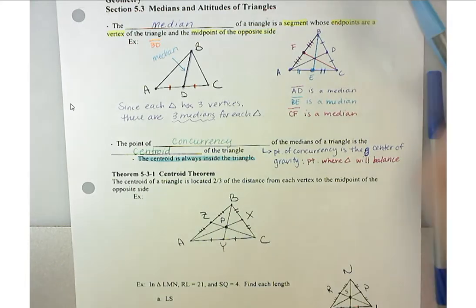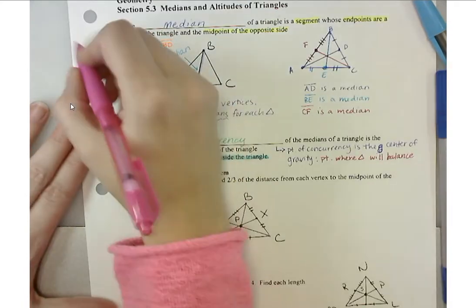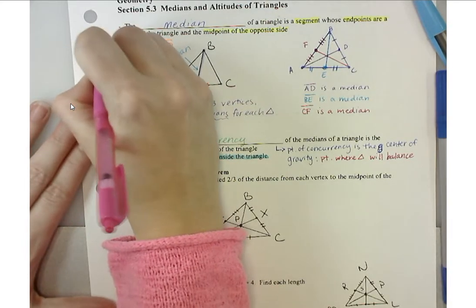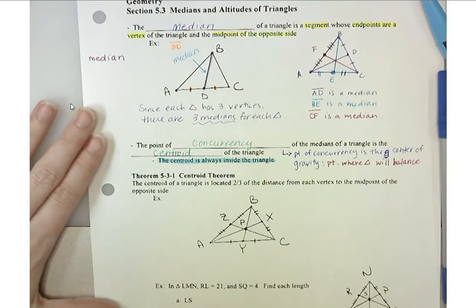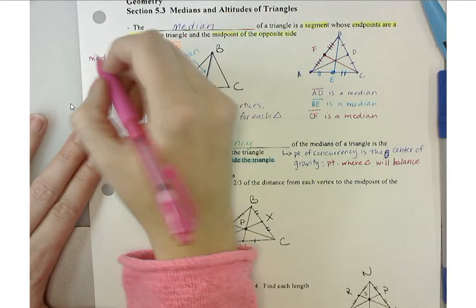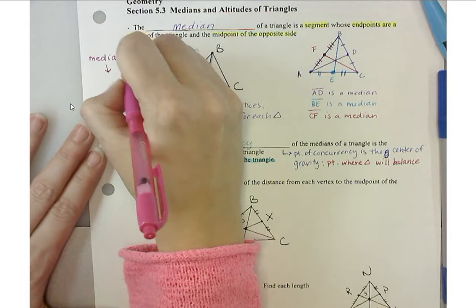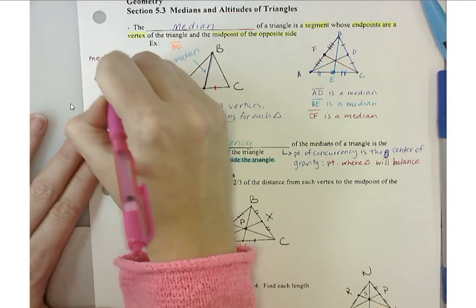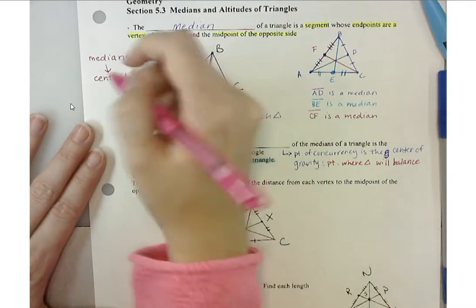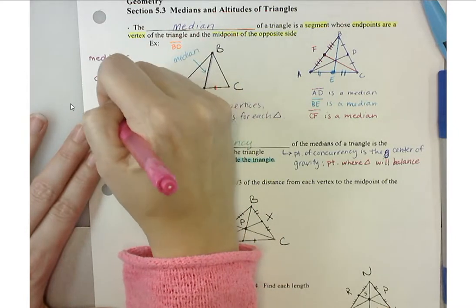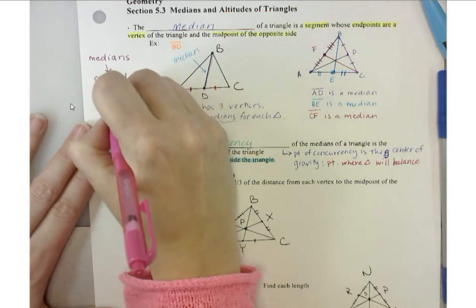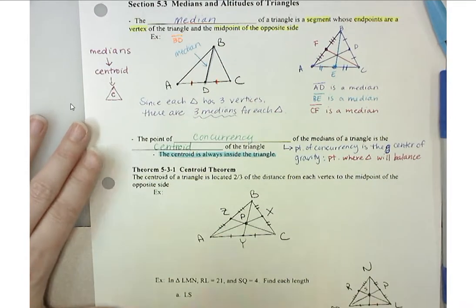Okay, so you have the median, where all the medians meet is called the centroid, and that is always inside the triangle. So we're just going to draw a little diagram here. So the medians meet at the centroid, and the centroid is always inside the triangle.